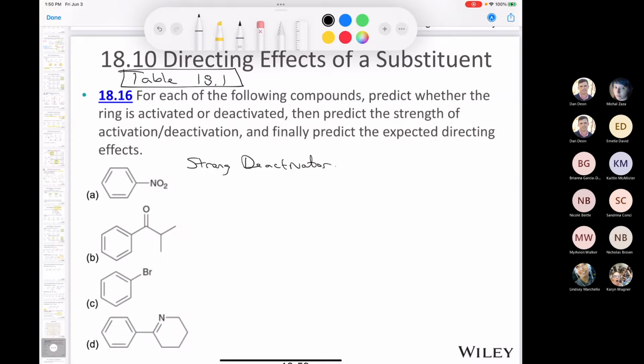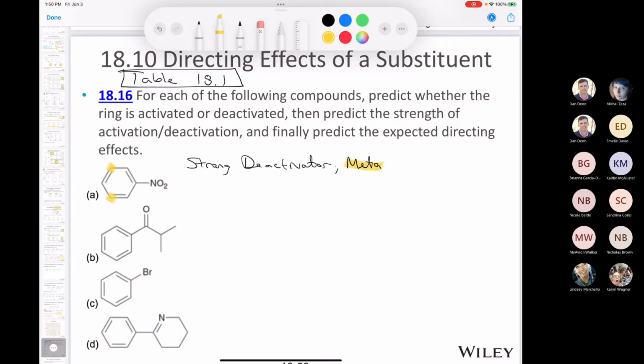And so where is substitution going to occur? It's going to occur at the meta position whenever we have any kind of deactivator, unless it's a halogen, which is a weak deactivator, which will direct to the ortho and para positions. So we'll highlight the two meta positions, and there you have it.